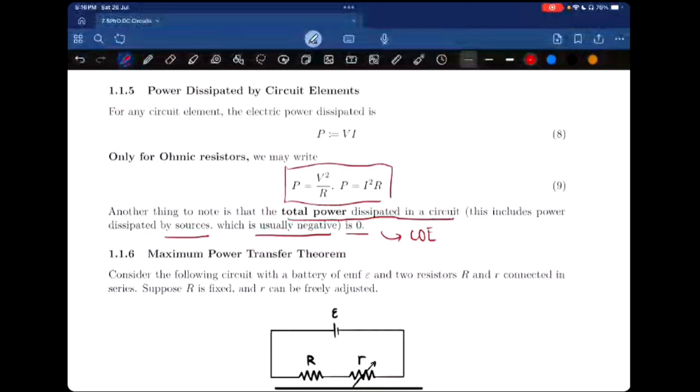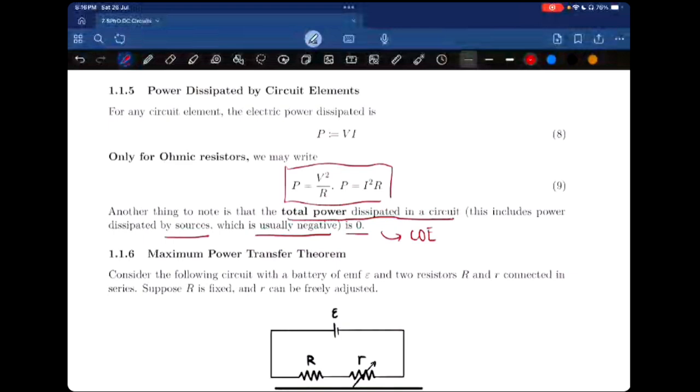If you want to know why this is true, it's just because of the conservation of charge. You cannot create any extra charge at a node. So anything that comes in must come out, basically. So that's KCL.